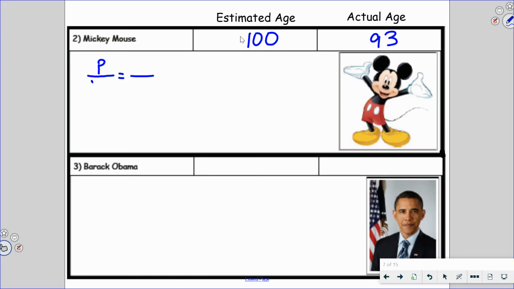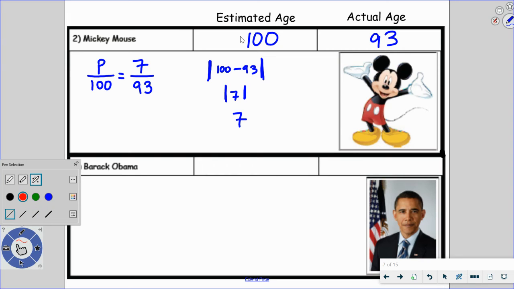Remember, the question is asking for the percent. That's the unknown. The exact age is 93. Now, how far was I away? I'm going to go ahead and subtract my approximation from the exact number. 100 minus 93 is 7. And of course, what's the absolute value of 7? That doesn't change, right? So now I have the proportion set up.